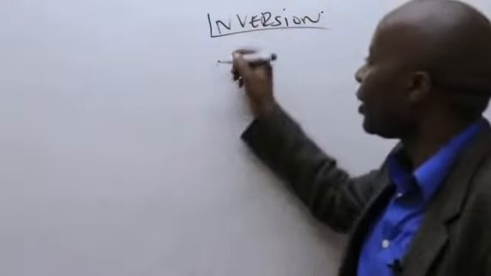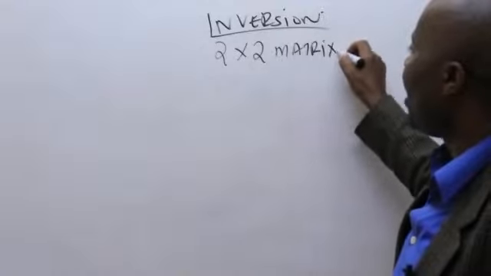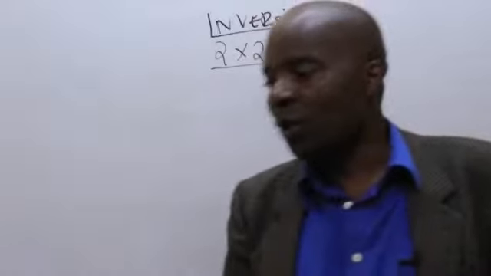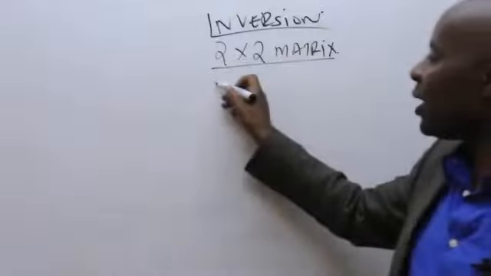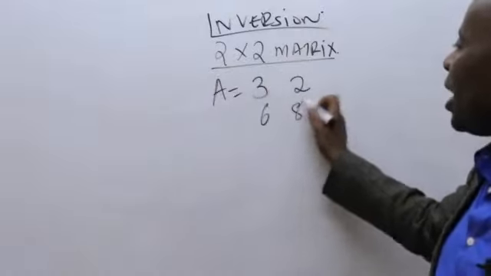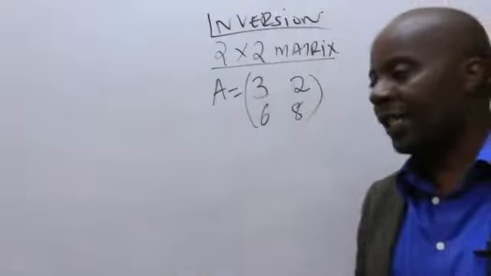So I want to show you how to get an inverse of a 2 by 2 matrix first. Now, ladies and gentlemen, listen to me very well. If you're given a matrix of this nature, 3, 2, 6, 8, and then somebody tells you to find the inverse, how will we be able to find the inverse of this matrix?